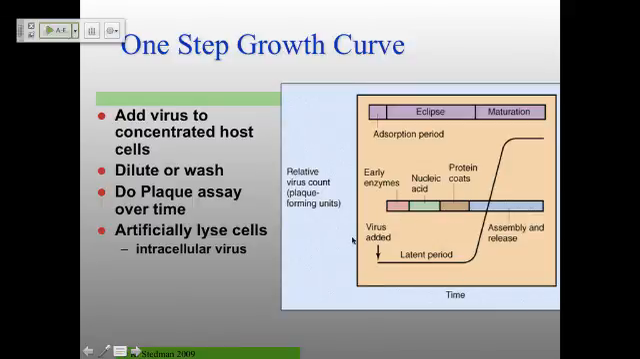This is also called the eclipse phase of infection. We'll talk a lot about the eclipse phase, but that's because you don't see any infectious virus particles during this process. So here, until you start to see this rise in the number of PFUs, we have no infectious particles which are actually there.